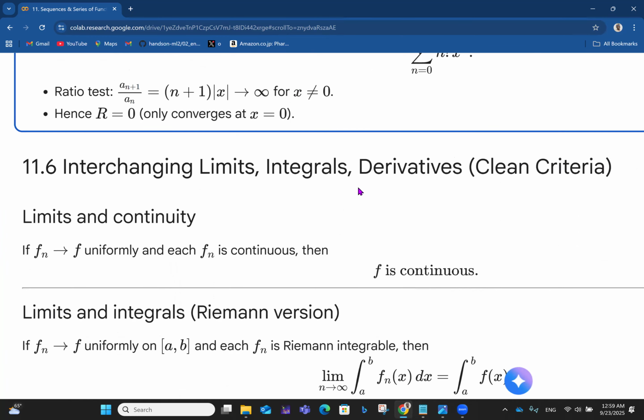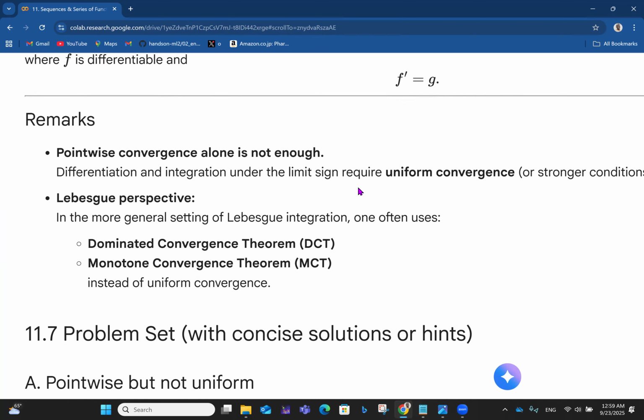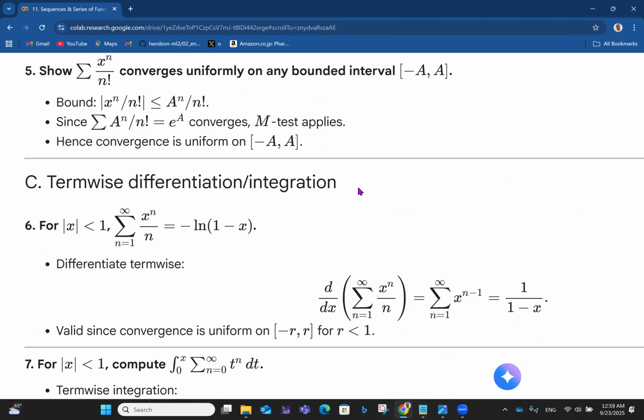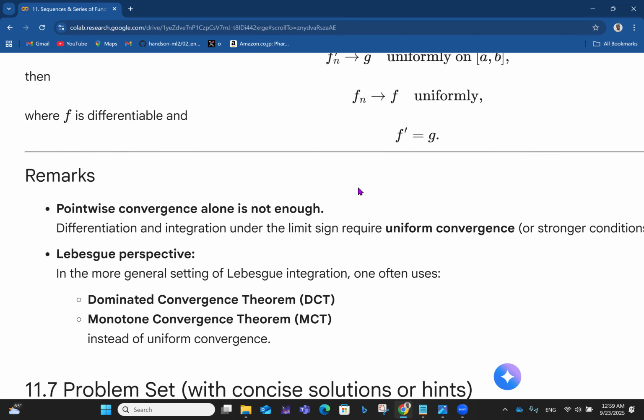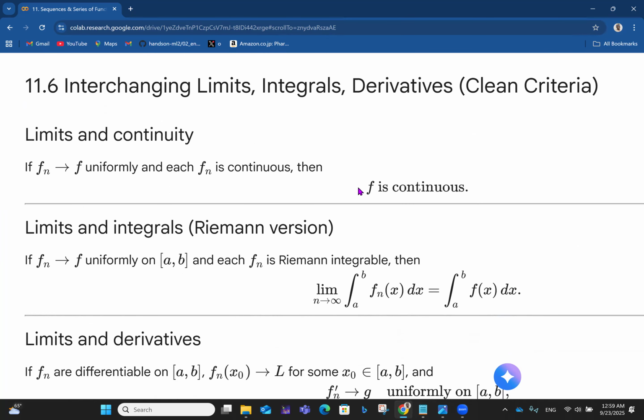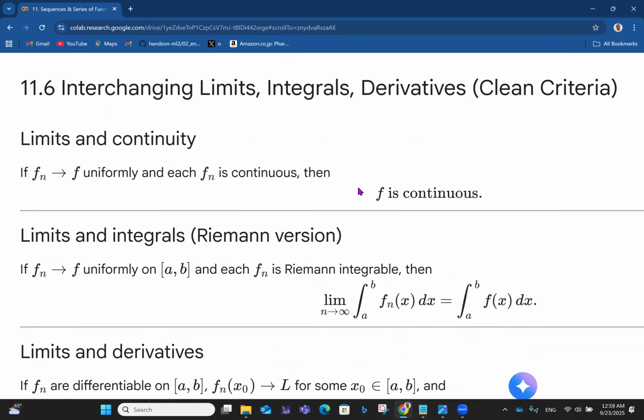Okay, so let's talk about interchanging limits. Wow, this is quite a lot. Okay, we keep going. So let's talk about interchanging limits, integrals, and derivatives. So the clean criteria now.